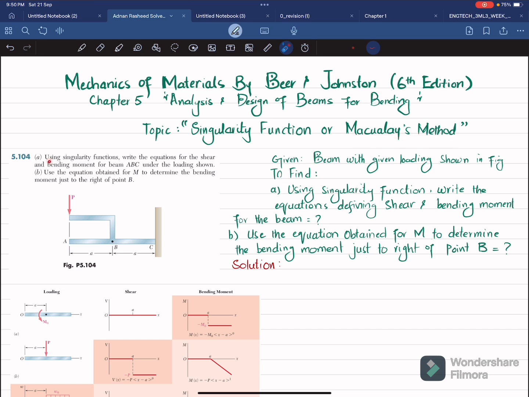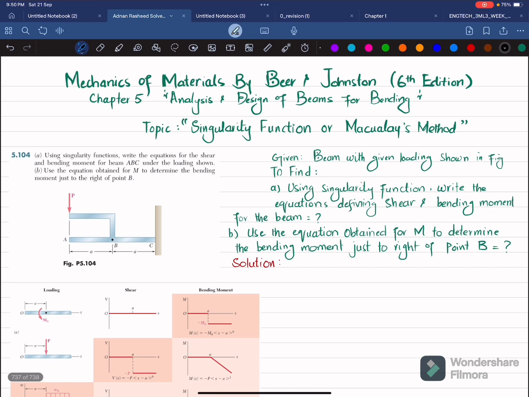So the statement is: using singularity function, write the equation for shear and bending moment for the beam ABC under the loading shown. And in part B, use the equation obtained for moment to determine the bending moment just to the right of point B. So you can see this is the beam, cantilever, and having a point load at point A, which is P, and you have been asked to find the shear and bending moment equation for the beam. So let's start with the solution.